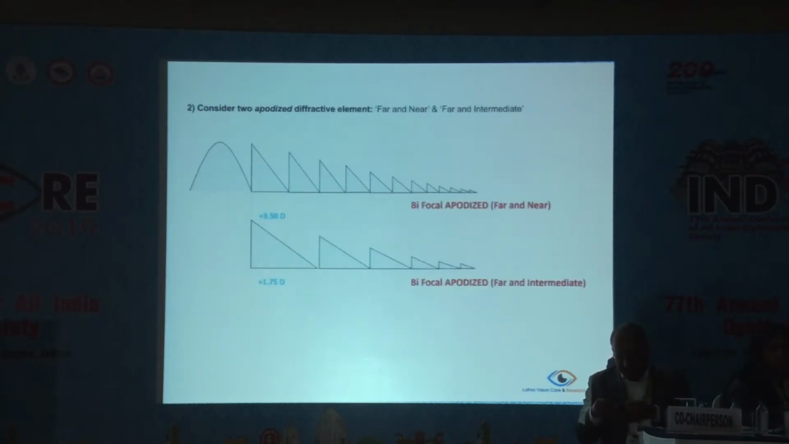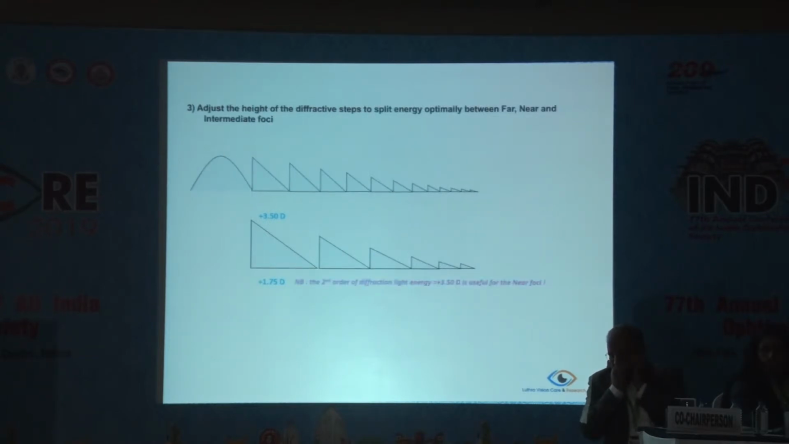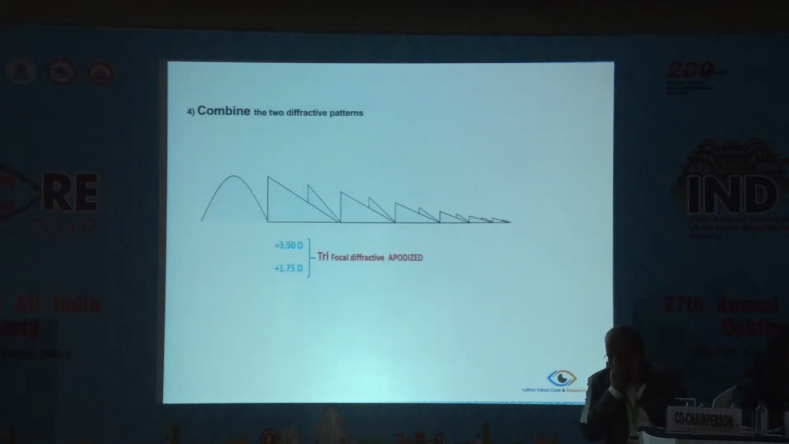So now consider the two apodized diffractive elements for far and near and far and intermediate, and then you adjust the height of the diffractive steps to split the energy optimally between the far, near and the intermediate foci. Here, in the second order of the diffraction, the light energy gives us a 3.5 add, which is useful for the near foci. So now this is how a trifocal diffractive apodized graph would look like.